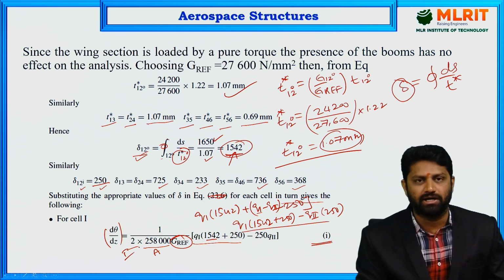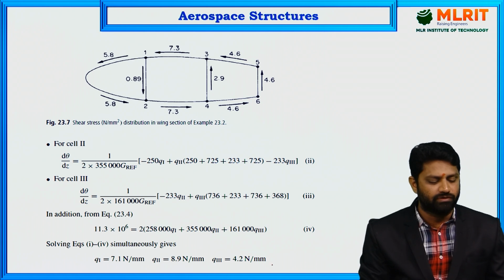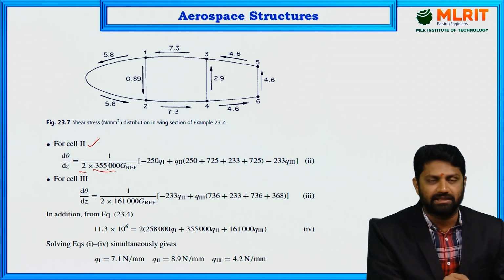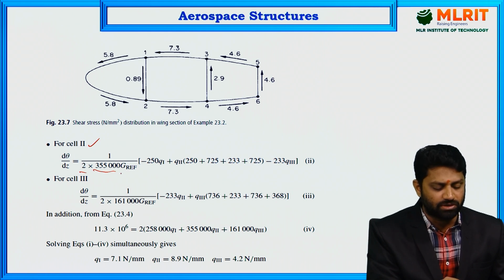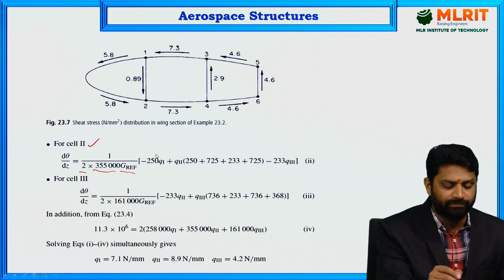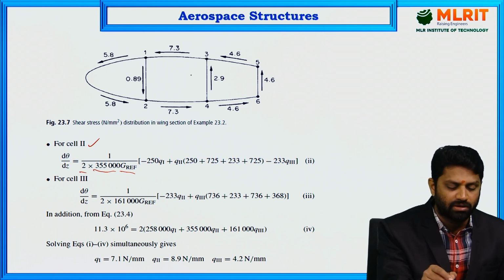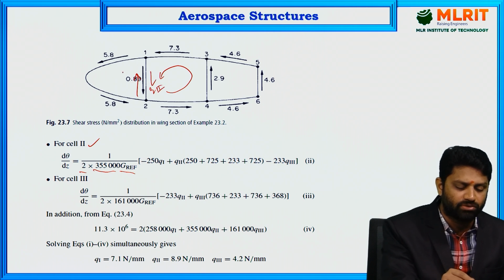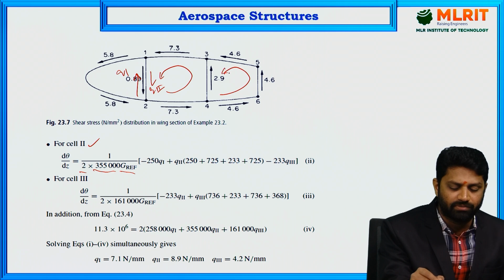Similarly, we'll try to write the rate of twist for cell 2. So when you try to write rate of twist for cell 2, 1 by 2 into area of the second cell, that is 355,000 into G reference. And then if you try to write for this one, so this is the common wall, and in which we'll consider this as Q2. So here the shear flow will be Q2, and here the shear flow will be Q1, and here the shear flow will be Q3. So that here the shear flow will be Q3 in this common wall, whereas the shear flow in this wall is Q2.